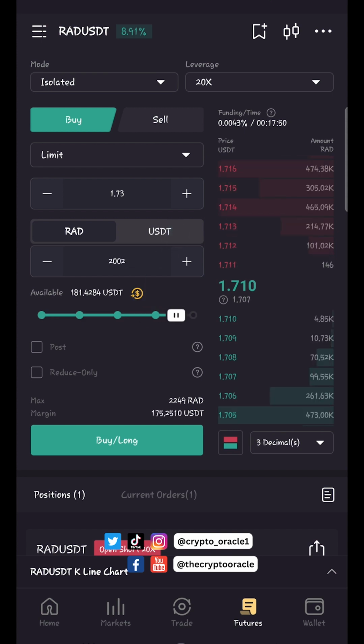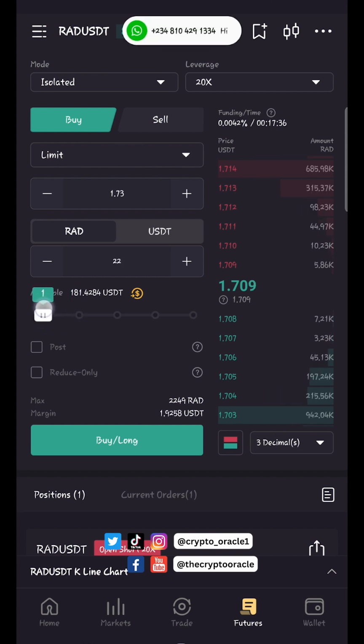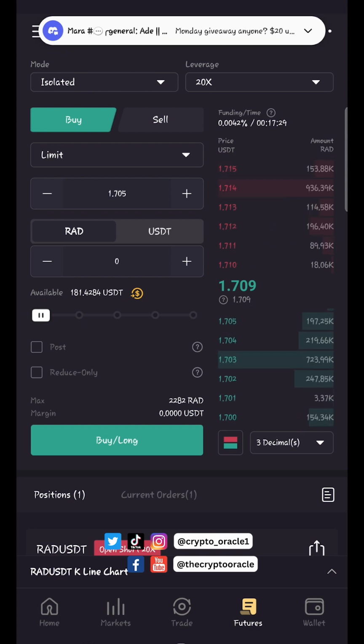So once you enter that, then you come here and you slide your margin. As you can see, margin. Then you slide your margin, right? So anything you want to use. So if you have $10 and you're using just 1 USDT, you slide your margin to 1 USDT. So that is how this works. So that is how limit order works.